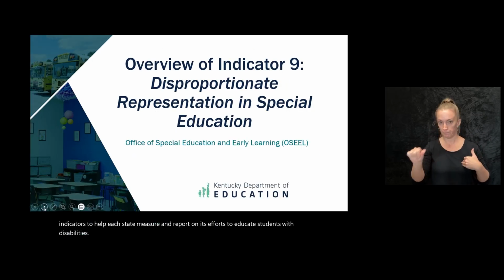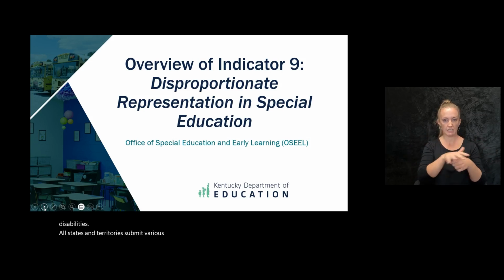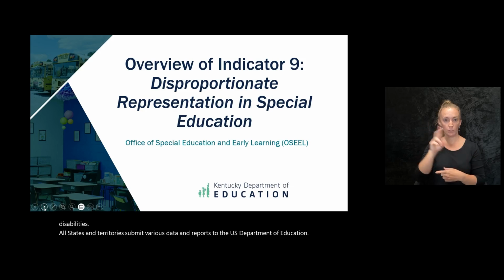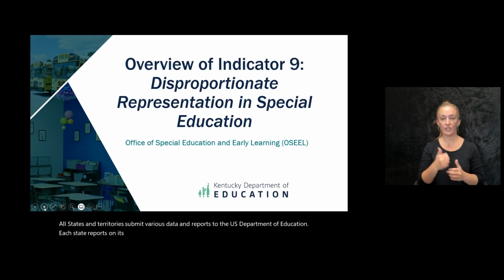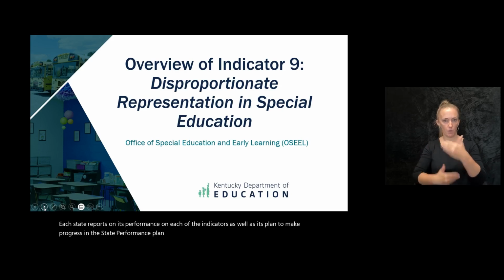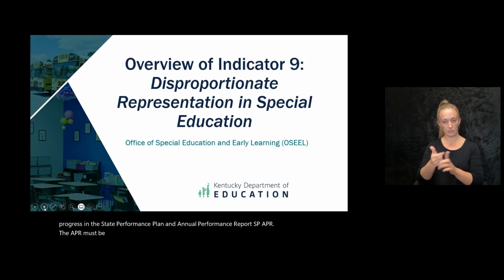All states and territories submit various data and reports to the U.S. Department of Education. Each state reports on its performance on each of the indicators as well as its plan to make progress in the State Performance Plan and Annual Performance Report, SPP APR. The APR must be submitted annually.